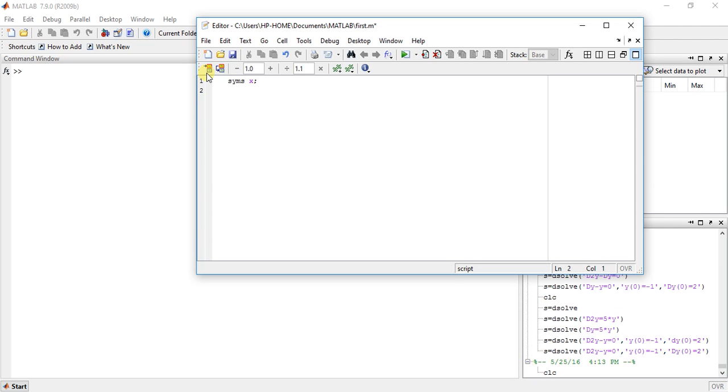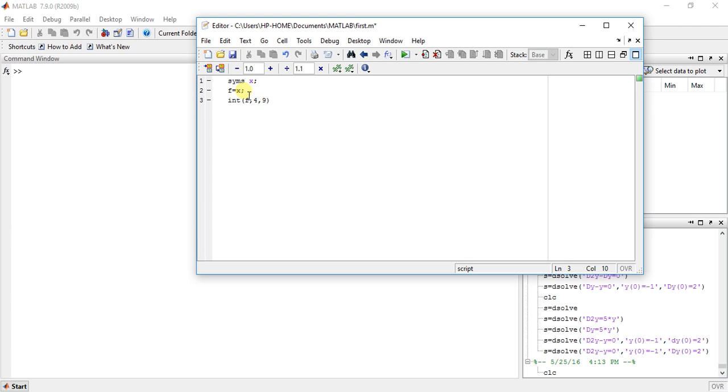Define symbolic variable x. The function is, suppose, simple x. Now integration f comma 4 comma 9. This is the lower limit, this is the upper limit.